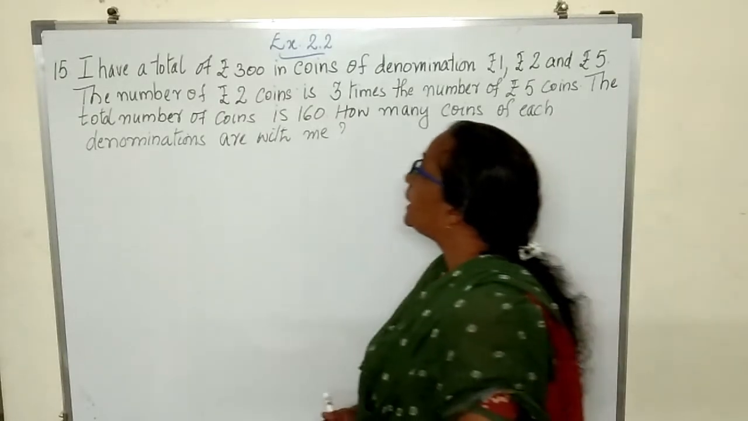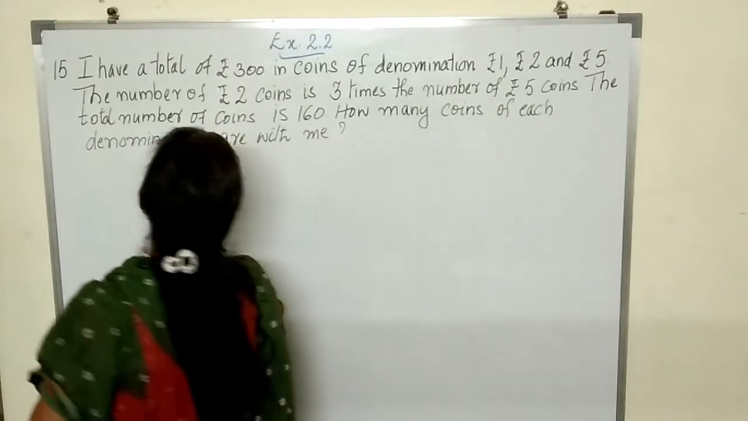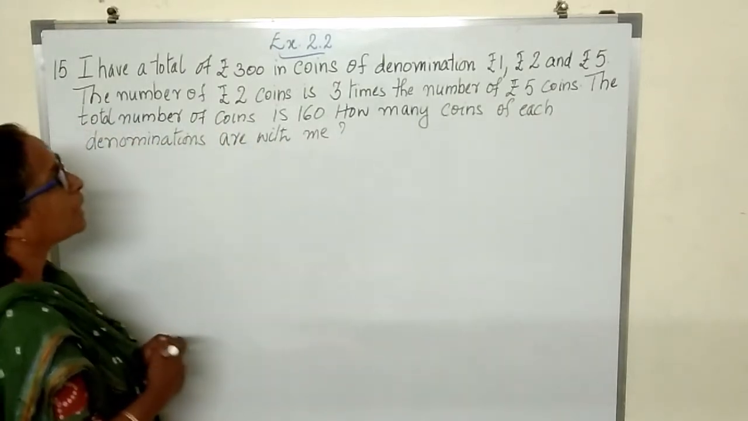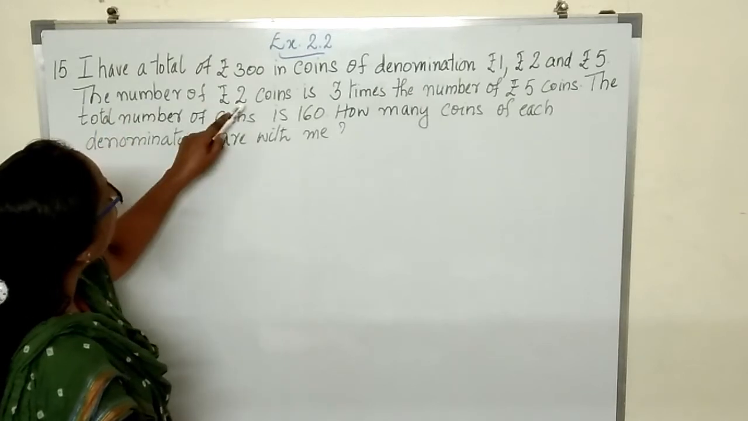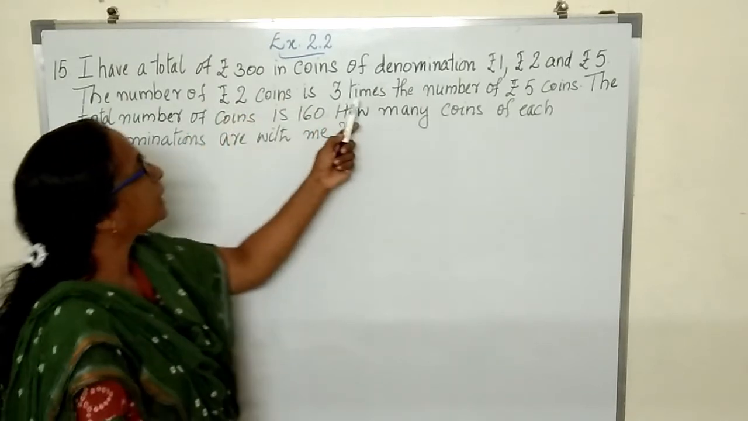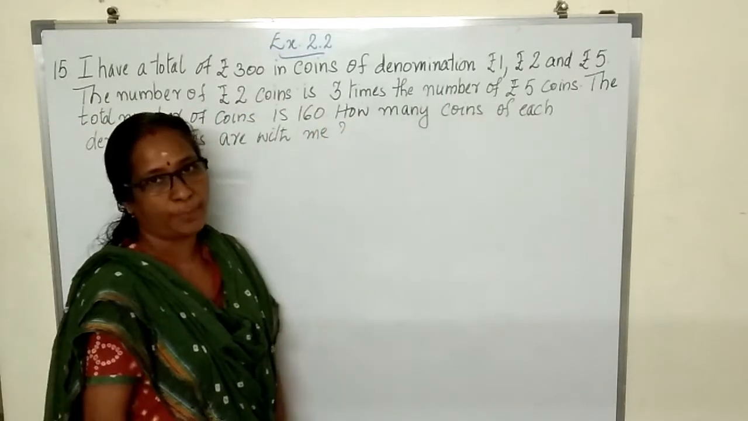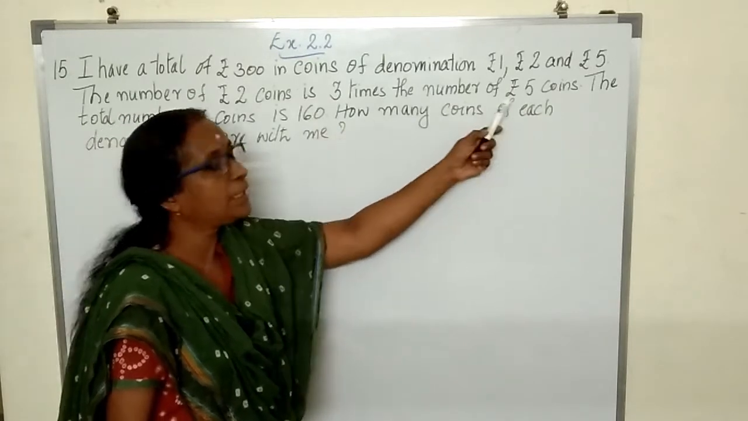So what is given here? Different denominations of coins are there and some relation is given. What is the relation given? Number of 2 rupee coins is 3 times the number of 5 rupee coins. So from here we can start.